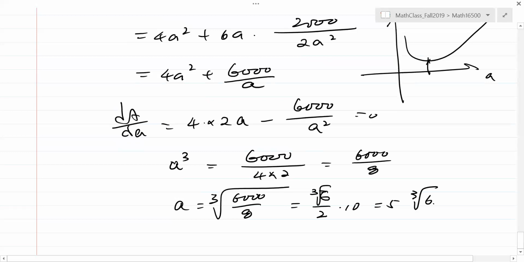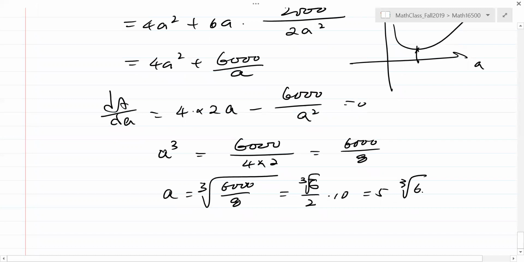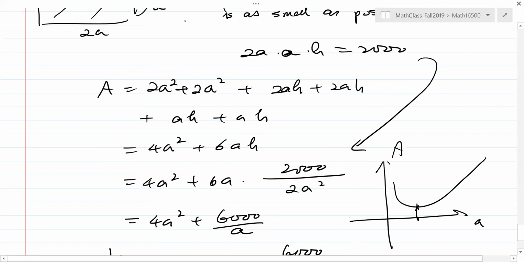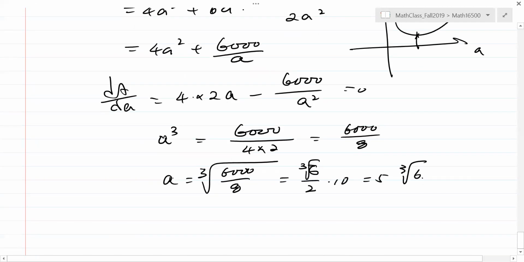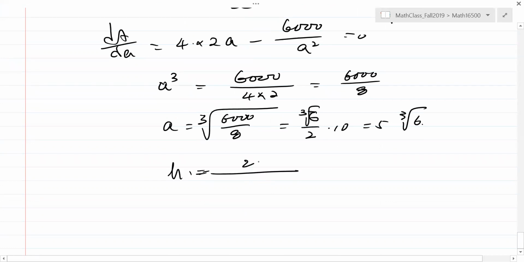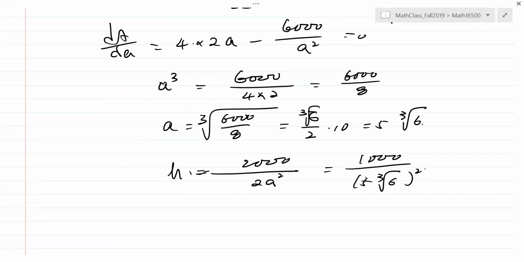Once you determine a, you can determine the h. I forgot the h. H is 2,000 divided by 2a squared. So 1,000 over a squared is 5 cubed root of 6 squared. I'm not able to simplify this, so just leave it like that. So you find the dimensions of this problem.